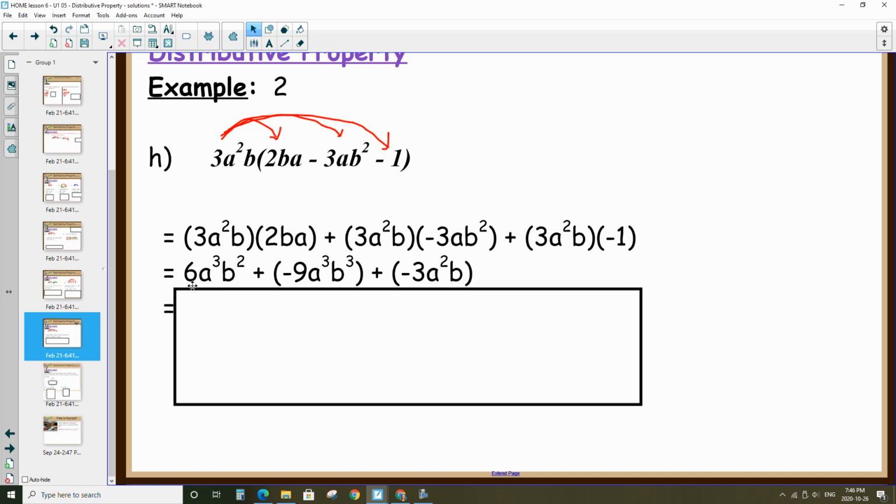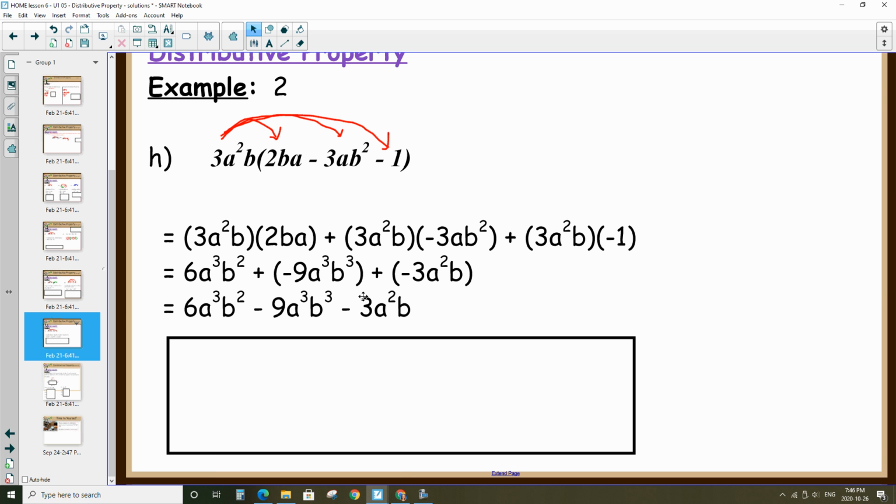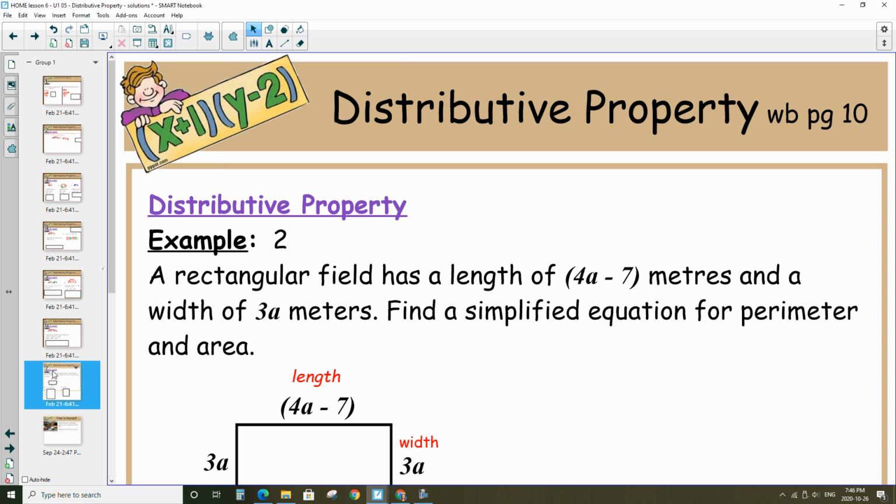And can we group any of these together? I don't think so. We have an a cubed b squared, a cubed b cubed, and then a squared b. So we can't group any of those, but we can change some of these signs. If we have 2 opposite signs, it's going to make a negative in both of these spots. And so that's it for those examples.